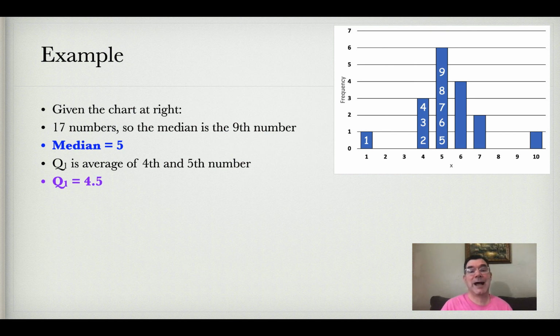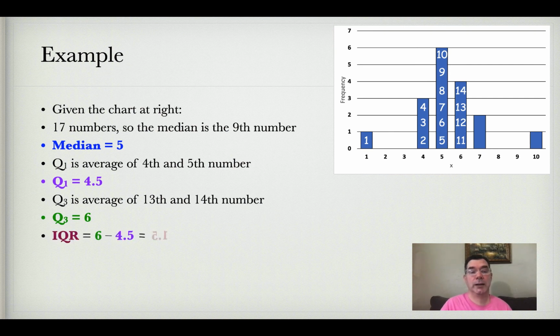And then if I look at the highest 8 numbers, the median of that is going to be the average of the 13th and 14th response. I haven't identified those, so I'm going to keep going. The 13th response and the 14th response were both 6s, so the upper quartile is also going to be 6. Now I have my median, my lower quartile, and my upper quartile, and all I need is my interquartile range. My interquartile range is Q3, which is 6, minus Q1, which is 4.5. That gives me 1.5 as my interquartile range.